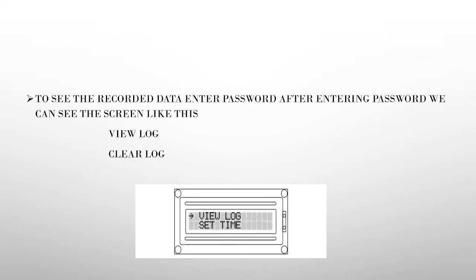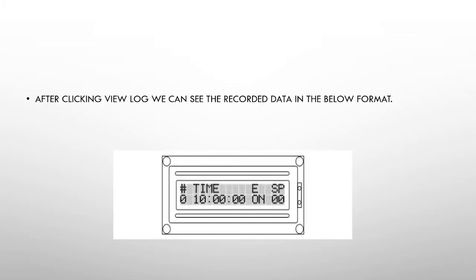To see the recorded data, enter the password. After entering the password, we can see the screen like this: view log, clear log. If we click on view log, we can see the recorded data and events are noted. The number of events and serial number are also noted. Project implementation in the lab is going to be explained by my friend Chamundeshwari.